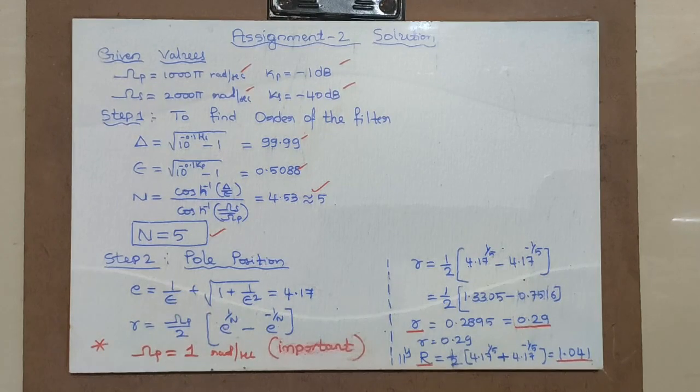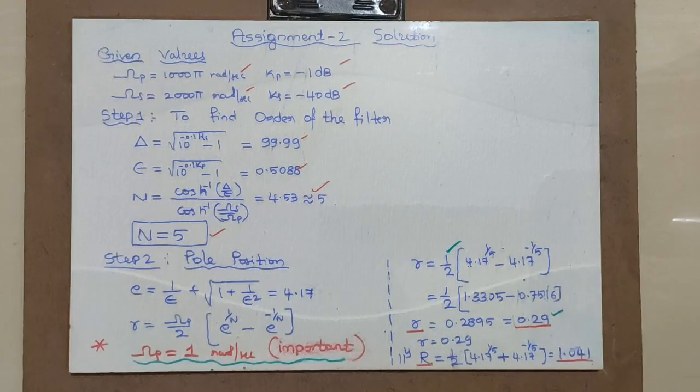Here one important point which I might have left out in the previous video is that this is a step where I will be finding the normalized H of s. Normalized H of s means pole positions not for the actual filter but for the normal filter. Here these are the standard values which are available in filter tables. Hence you have to take omega p is equal to 1 radian per second. Please note that omega p is equal to 1 radian per second. Important thing. You have to take it in this step. Hence r becomes equal to 1 by 2, since omega p substituted is 1. If you do that, r becomes equal to 0.29.